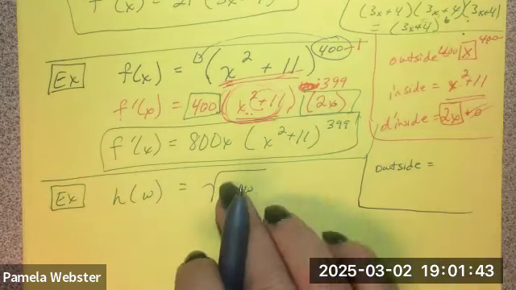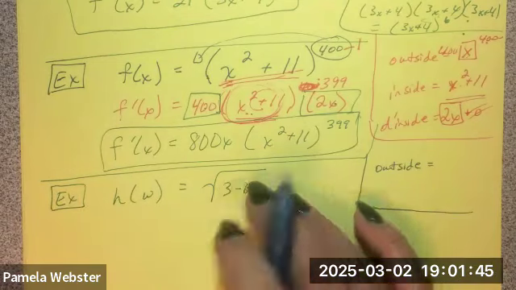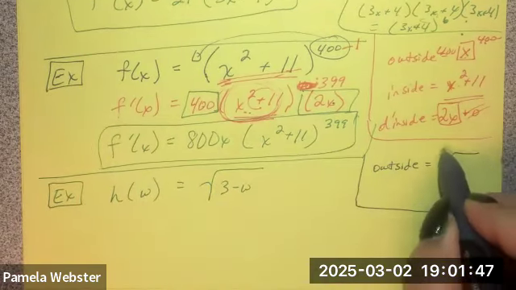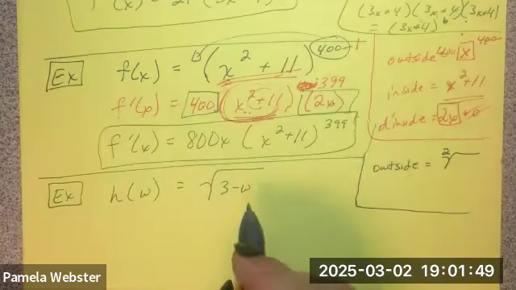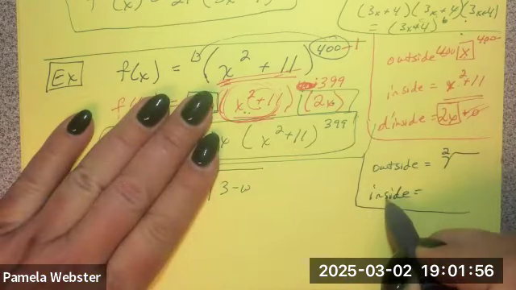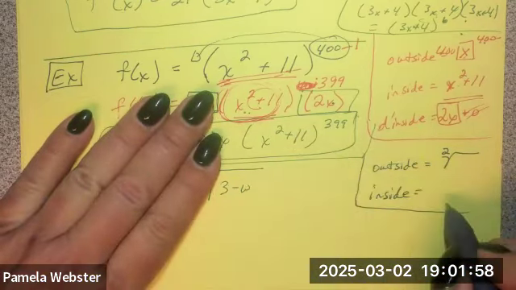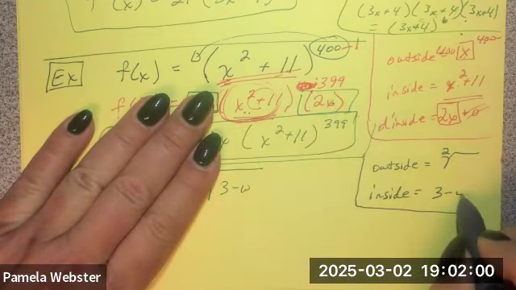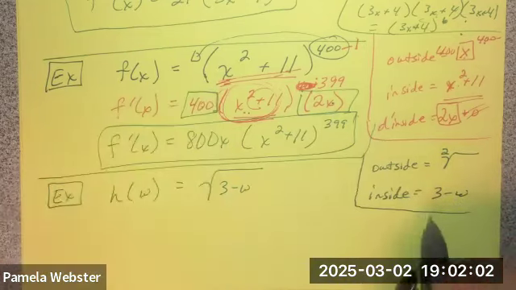I think that on the outside, I have that square root, right? A radical. The index is a 2 because there's nothing written there, so it's automatically a 2. And on the inside, if I ignore the bracket, I've got what? 3 minus w, right? Okay.